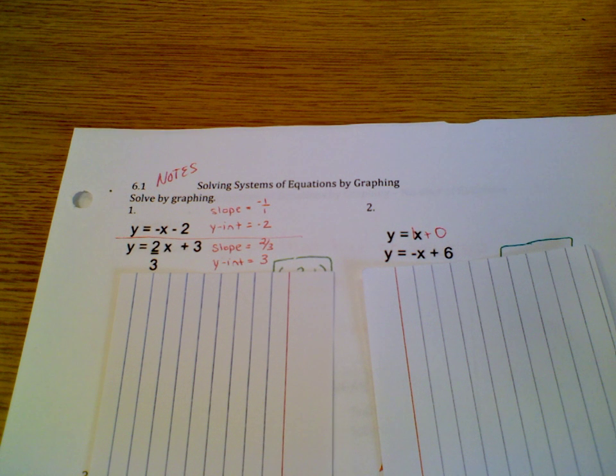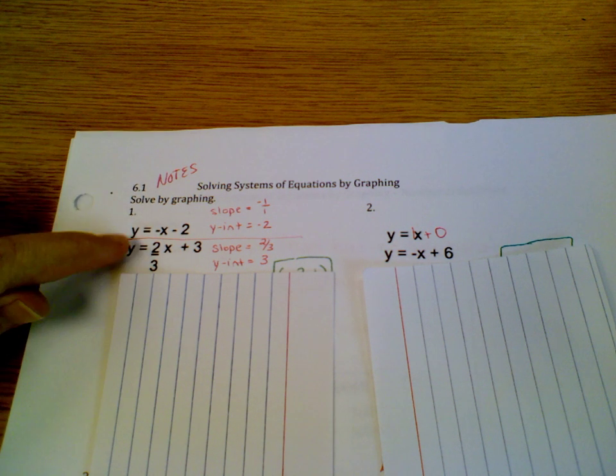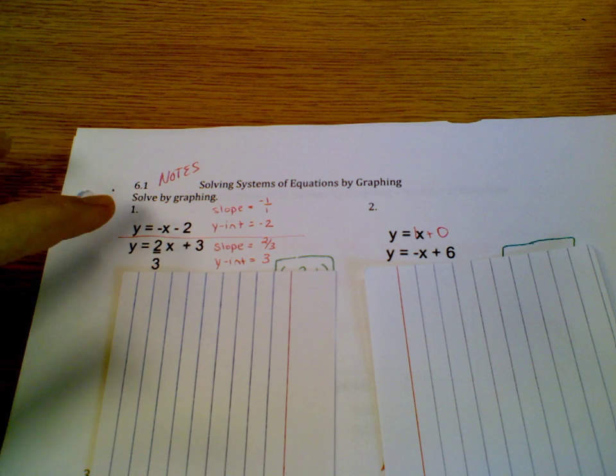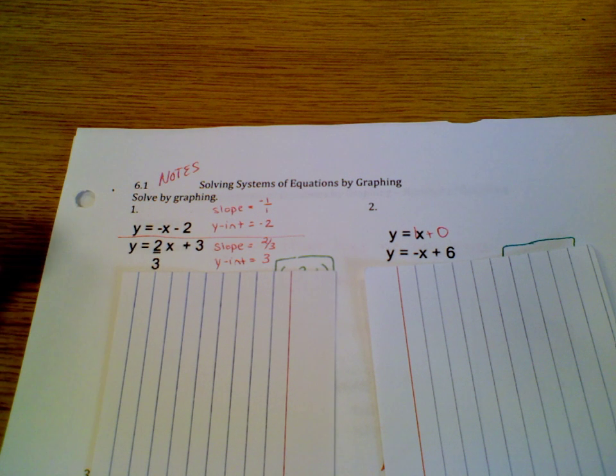Okay, the first section of solving systems of equations by graphing. First off, knowing what a system is. A system is where we're going to have two equations and we're going to graph both of those on the same coordinate plane. There are different methods that you can use in order to solve these, but the first one is we're just going to be graphing.